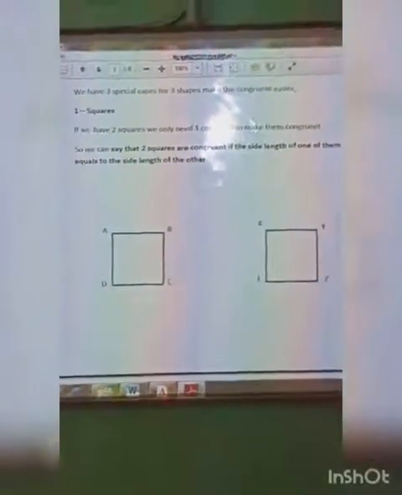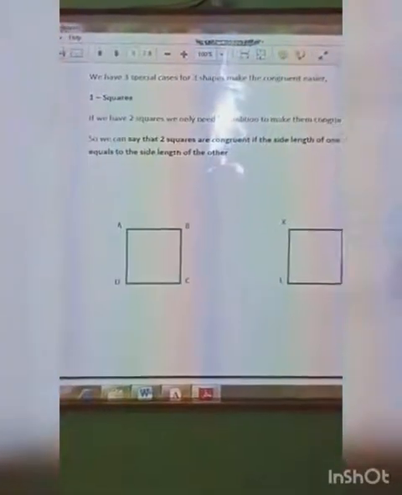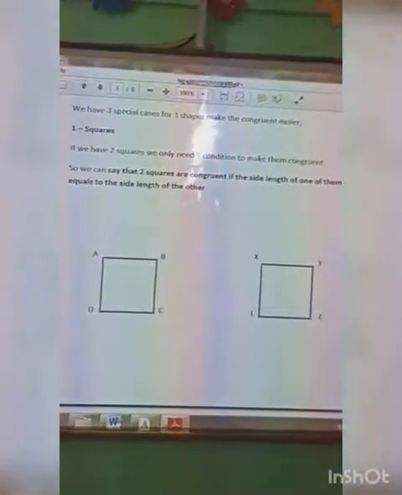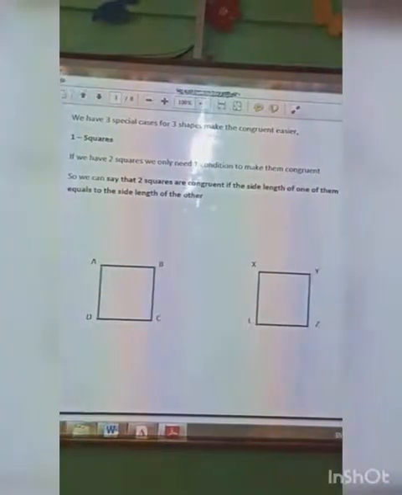We have 3 special cases for 3 shapes that make the congruence easier. First shape is square. If we have 2 squares like this, we only need one condition to make them congruent. So we can say that 2 squares are congruent if the side length of one of them equals the side length of the other.